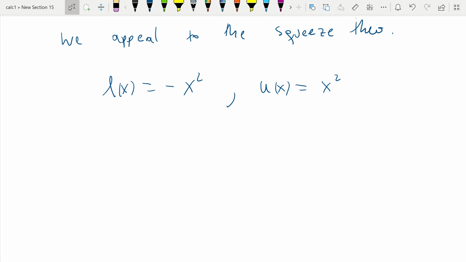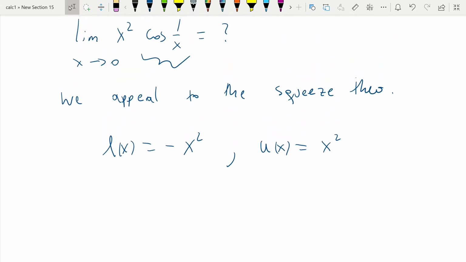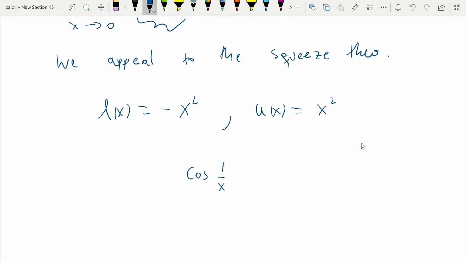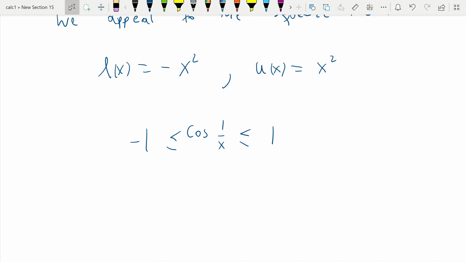In all the applications you will see, I guarantee this is all you'll need to do. You need to identify one of the functions in this kind of product that is going to be bounded. In this case it is cosine of 1 over x. True, cosine of 1 over x doesn't approach anything as x approaches 0, but it's bounded. Cosine of any number is trapped between -1 and 1. So we have this inequality here. No matter how small x is, as long as it's not 0, you can compute the cosine of 1 over x, but it can never be smaller than -1 or bigger than 1.